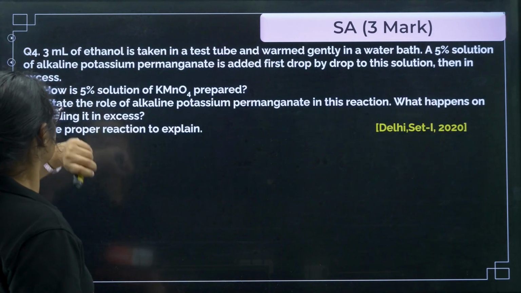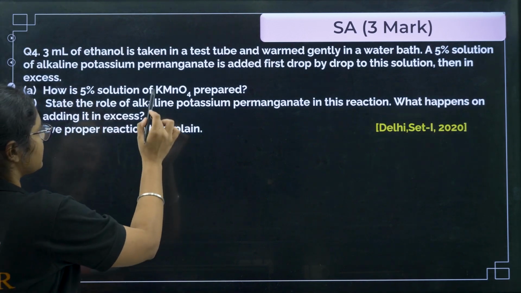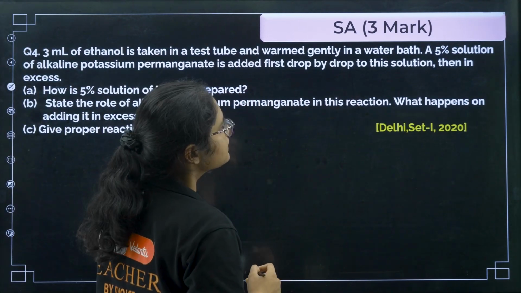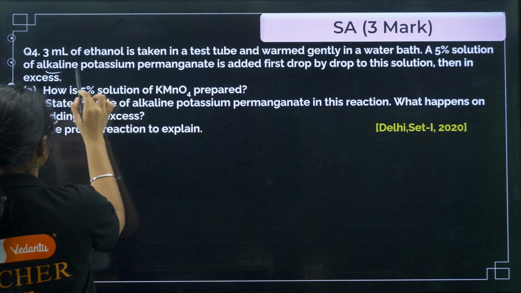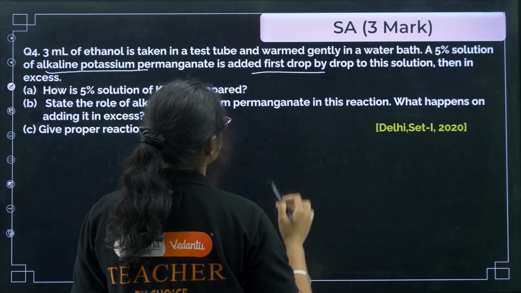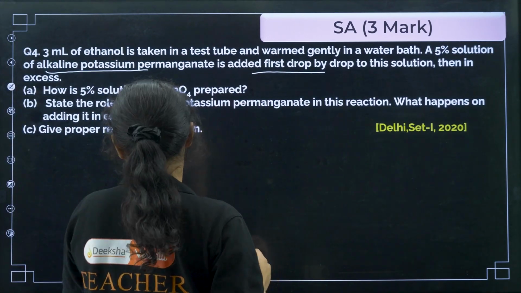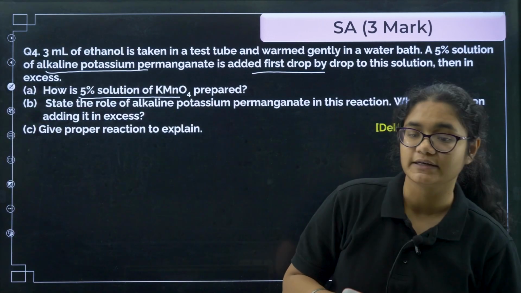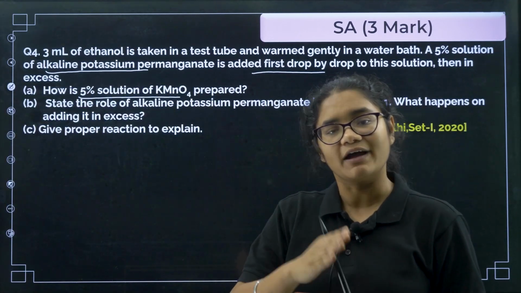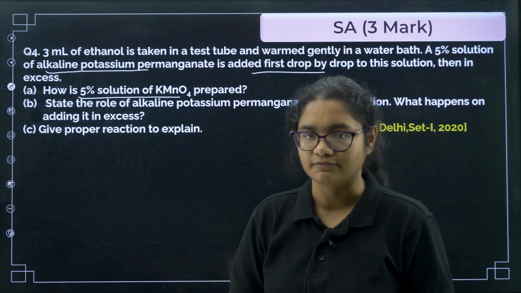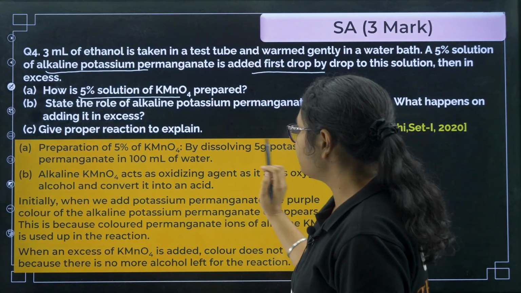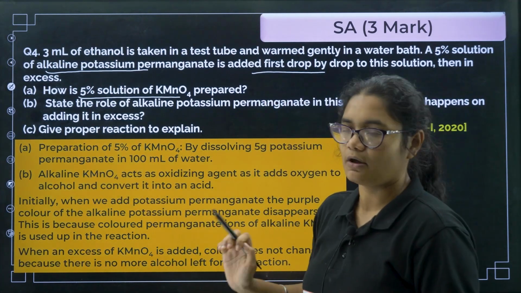So now this question is: 3 ml of ethanol is taken in a test tube and warmed gently in a water bath. A 5% solution of alkaline KMnO4 is added drop by drop to this solution. Then how is 5% KMnO4 prepared? So 5% KMnO4 is prepared by adding 5 gram of KMnO4 in 100 ml of the solution, right? So the first part is this one: by dissolving 5 gram of KMnO4 in 100 ml of water.